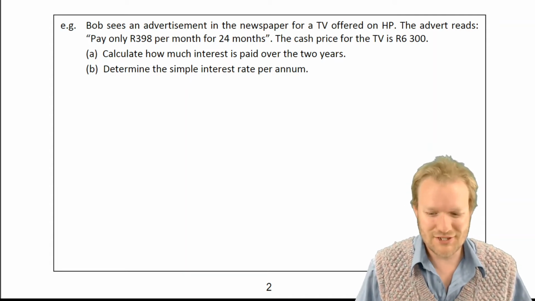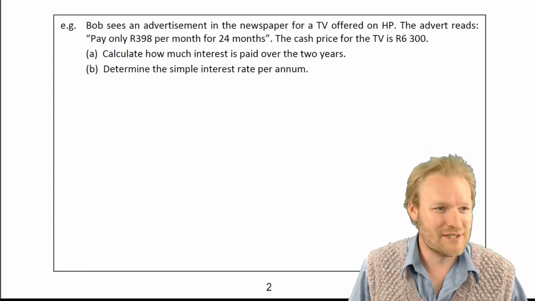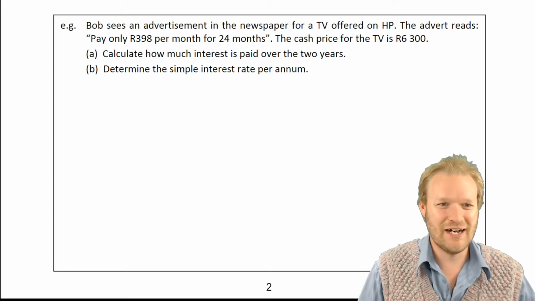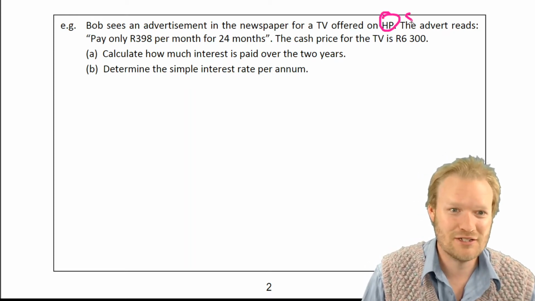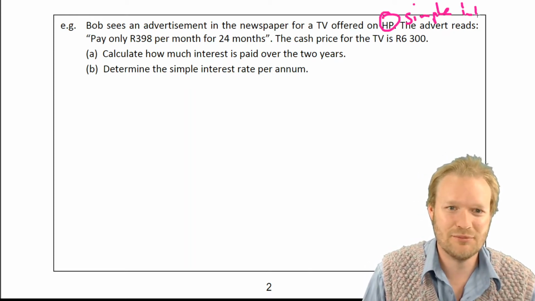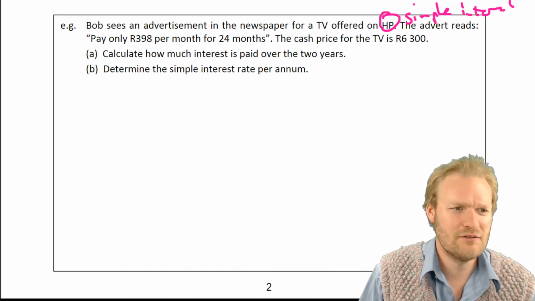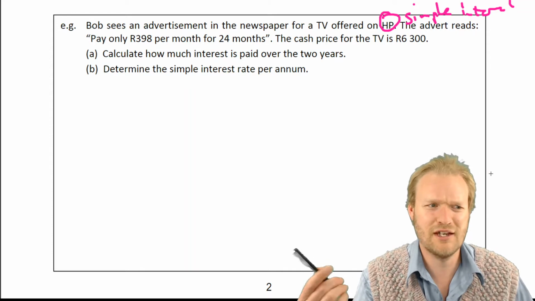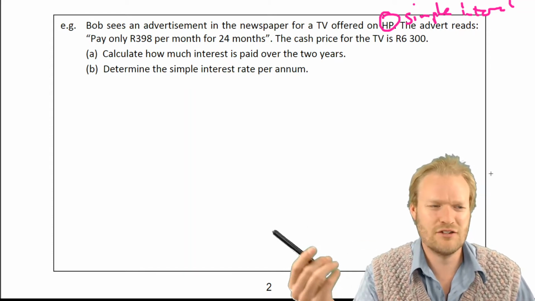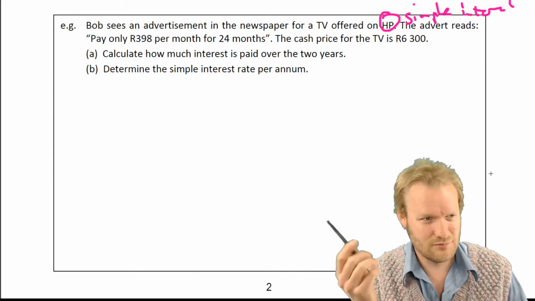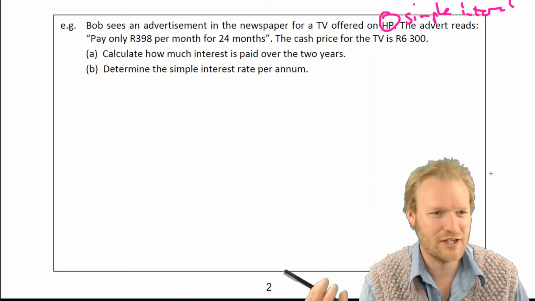Okay, Bob's up in this example, and Bob sees an advert for a TV offered on hire purchase. Hire purchase? Simple interest. So it says pay only $3.98 per month for 24 months. Why do you think they say $3.98? Well, it could have said 400. It's that £2. Looks like it's in the 300s, right? We know that little trick.